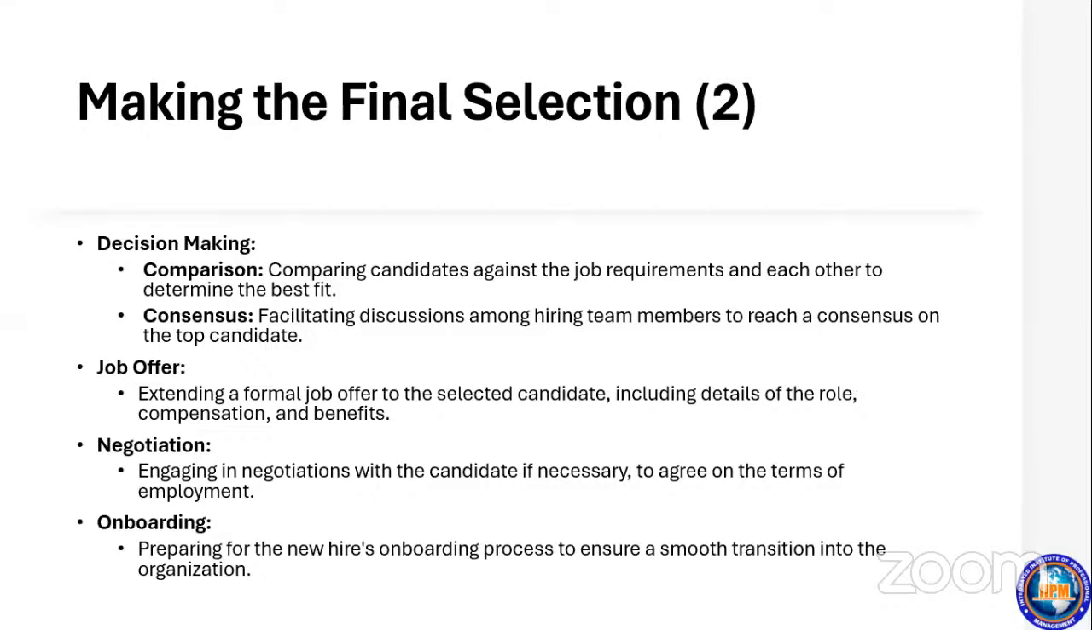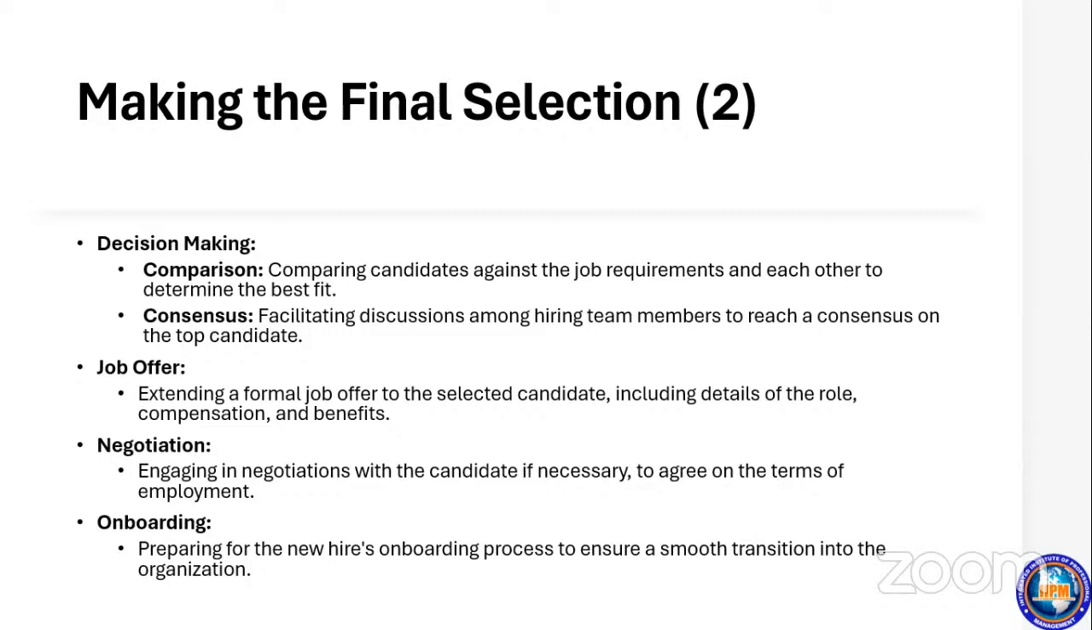When it comes to the point of decision making, you have to do what we call comparison. This involves comparing candidates against the job requirements and each other to determine the best fit. So you have 3 or 4 people and you're asking yourself, this is the job requirement, but this person, that person, and this person, they all qualify, but which of them will be the best fit? Next one is consensus, facilitating discussion among hiring team members to reach a consensus on the top candidates.